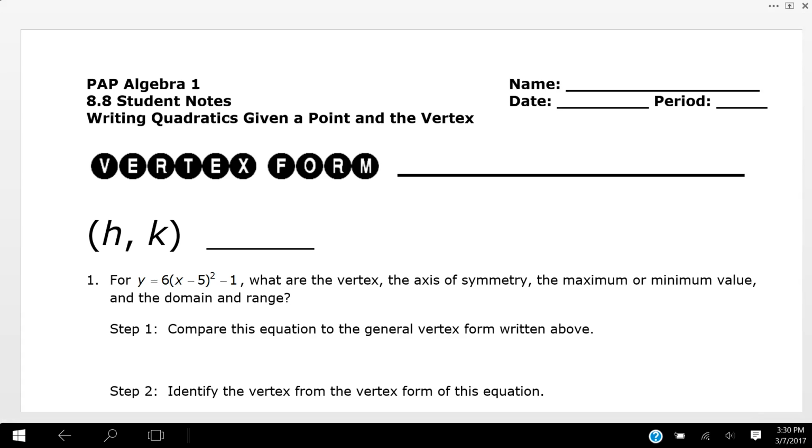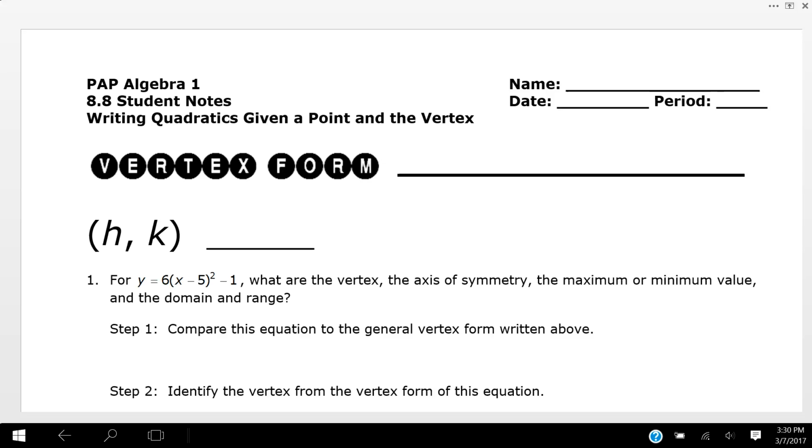Okay, so now that you feel really comfortable with solving for x, finding the solutions, writing quadratics, multiplying polynomials, and factoring polynomials, we're going to do a couple more things with our quadratics. First, we're going to take a vertex and a point and write the equation for the quadratic.